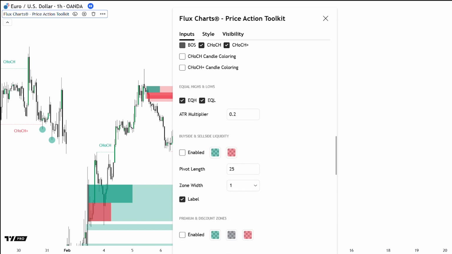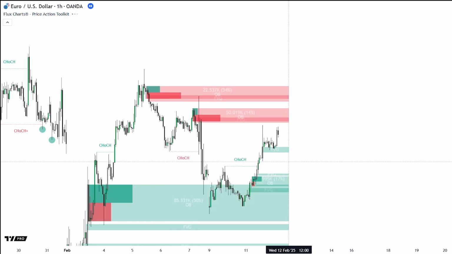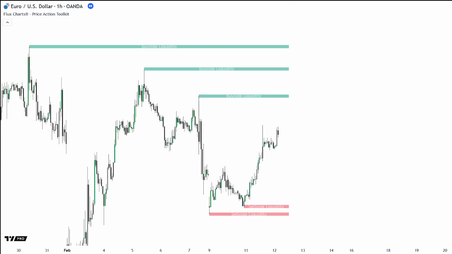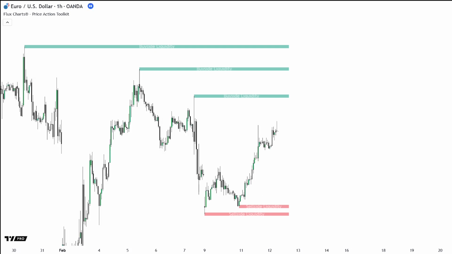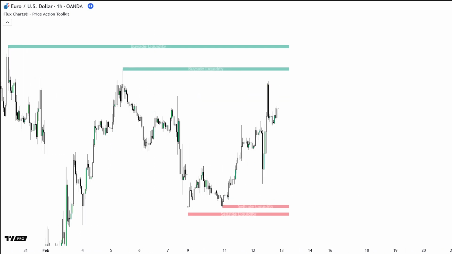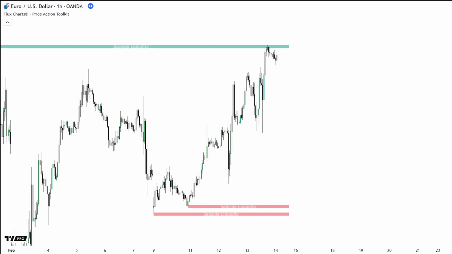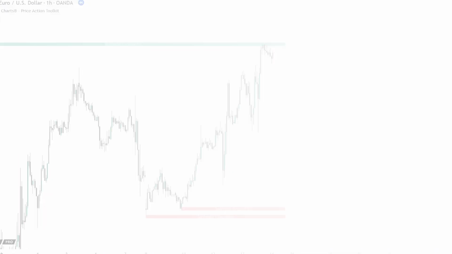Now turn off all the features and just turn on sell-side liquidity, buy-side liquidity, and equal highs and lows. Look how accurately this indicator does this automatically for us. It highlights buy-side liquidity and sell-side liquidity, showing where stop losses and pending orders are sitting. The market moves to them, grabs the liquidity, and reverses. Let's move to the next.